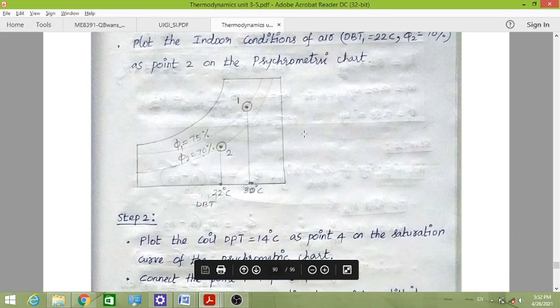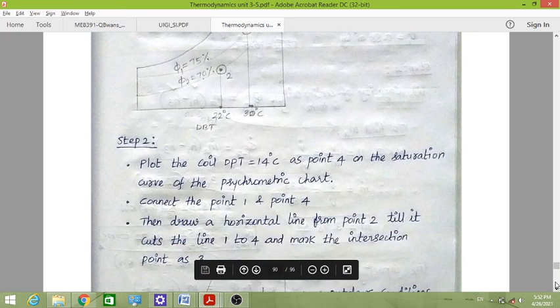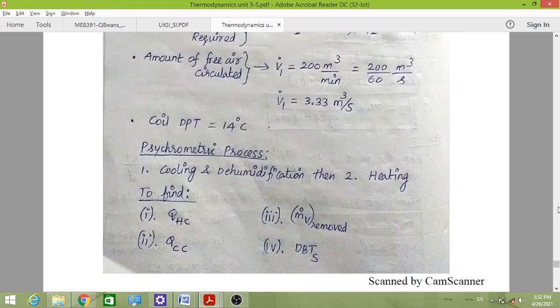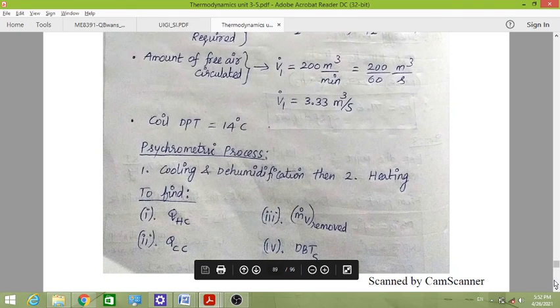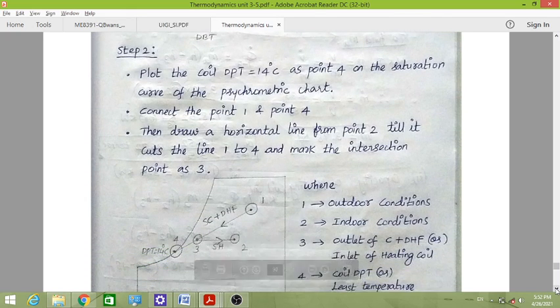So to achieve from 1 to 2, we have two parts. One is sensible cooling and dehumidification, and the other is sensible heating. These are the two processes. These two processes are identified with the help of this coil dew point temperature.